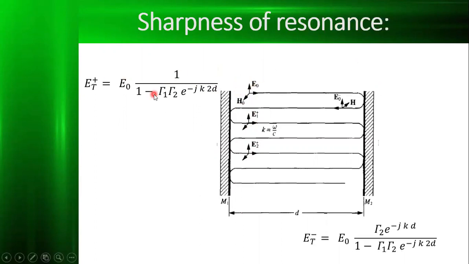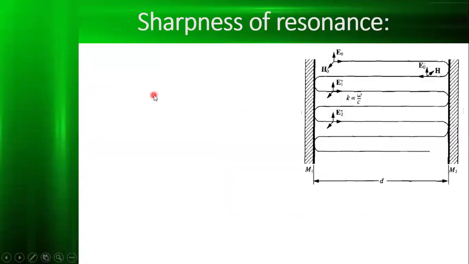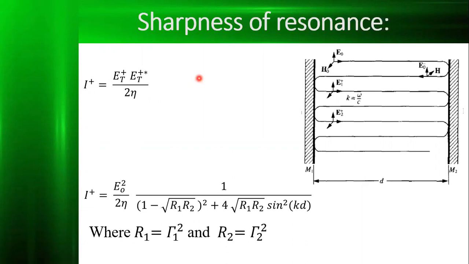Using the same procedure, we reach an equation for the total intensity inside the optical cavity, and then we write this intensity not in terms of gamma, but in terms of R, where R is simply gamma squared. As we mentioned in the lecture, gamma is the reflection coefficient in terms of electric field, and R is the reflection coefficient in terms of power, or what we usually call in optics the intensity.